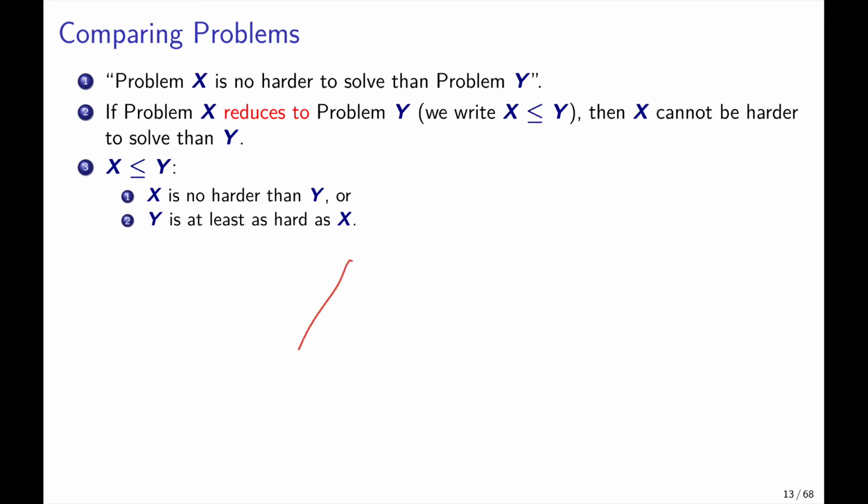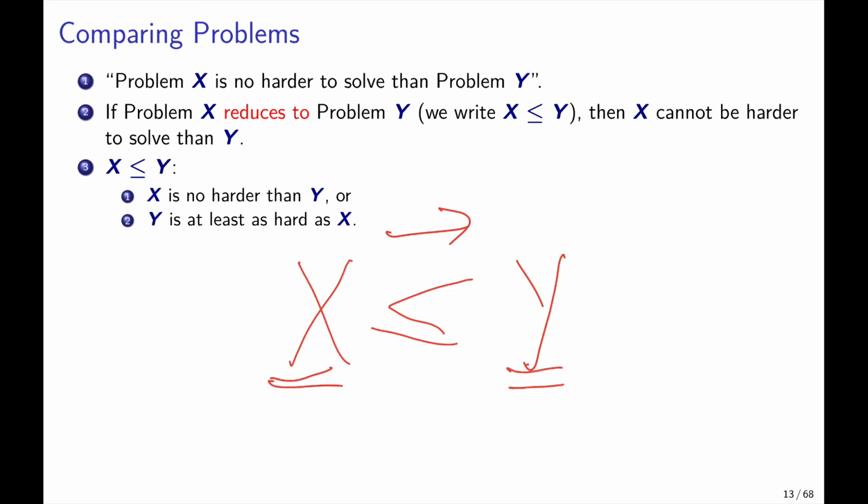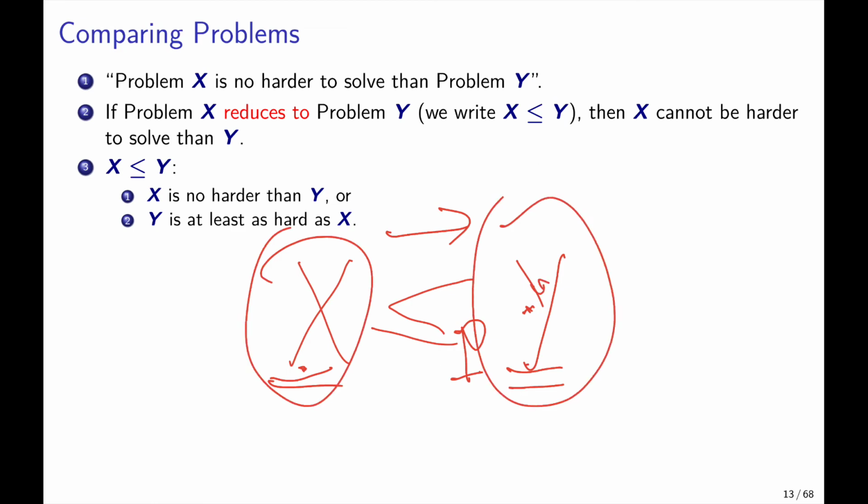Okay, now one way to think about this, that you can reduce X to Y, is as a relation, right? X is smaller or equal than Y. What do we mean by that? Well, if Y is easy to solve, by easy we mean you can solve it in polynomial time, and we have a polynomial time reduction, then X is easy to solve, right? And this also works in the other direction. If X is hard, then Y must also be hard. Because if X is hard but Y is easy and we have a polynomial time reduction, then we can solve X in polynomial time, which is a contradiction.